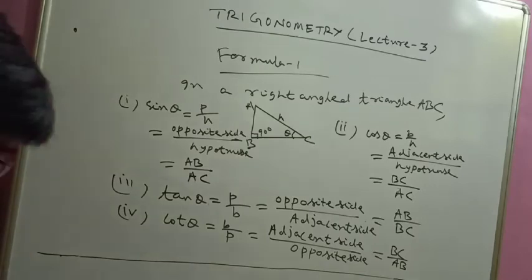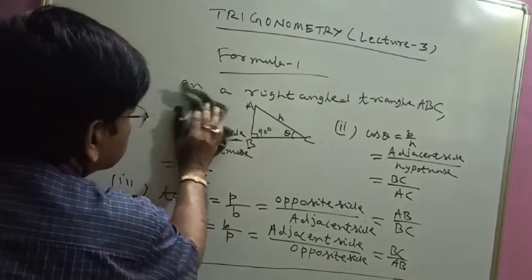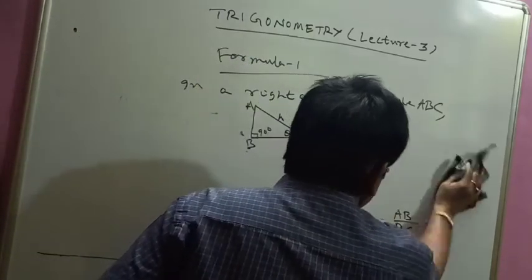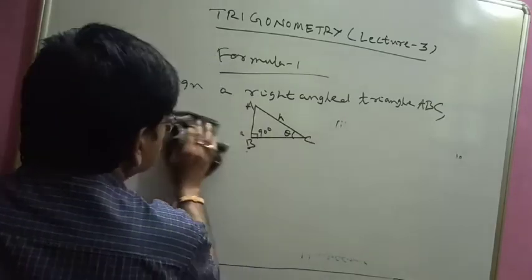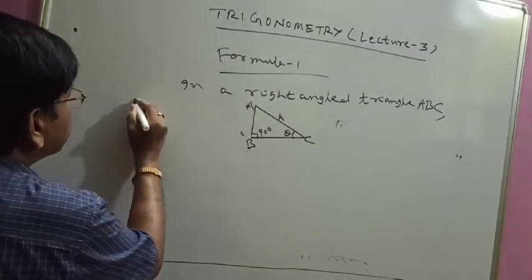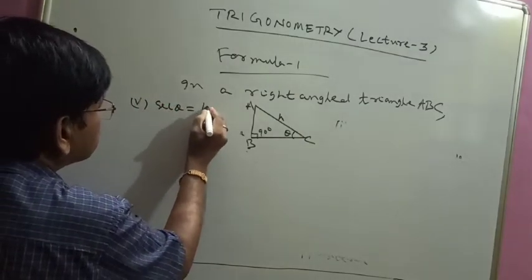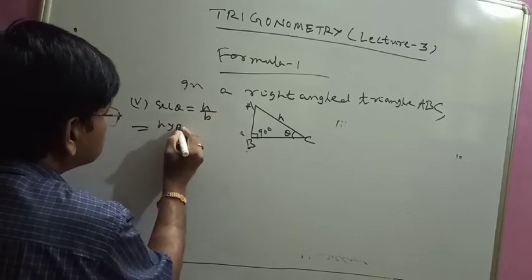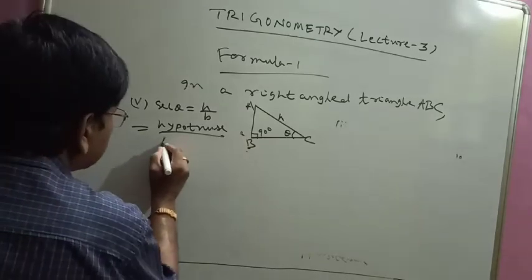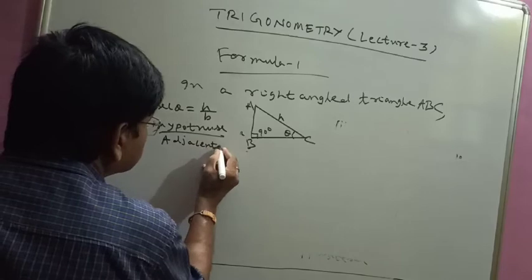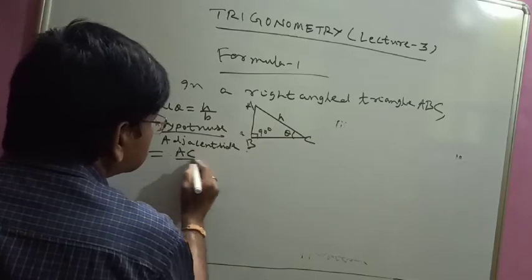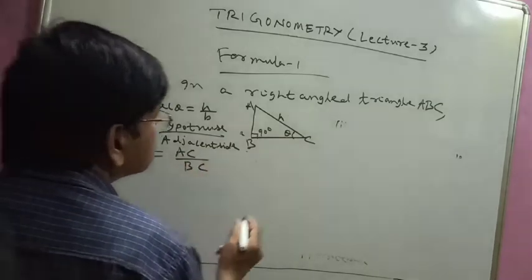Then we have two more trigonometric functions, that is sec and cosec. So let us discuss sec theta. What is sec theta? You know sec theta is the reciprocal of cos, so it will be H by B. That means hypotenuse divided by adjacent side. Here hypotenuse is AC and adjacent side is BC. So sec theta is AC by BC.